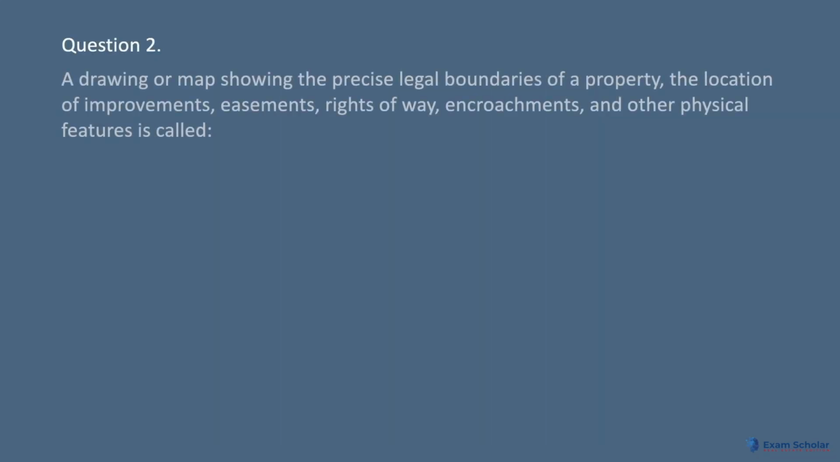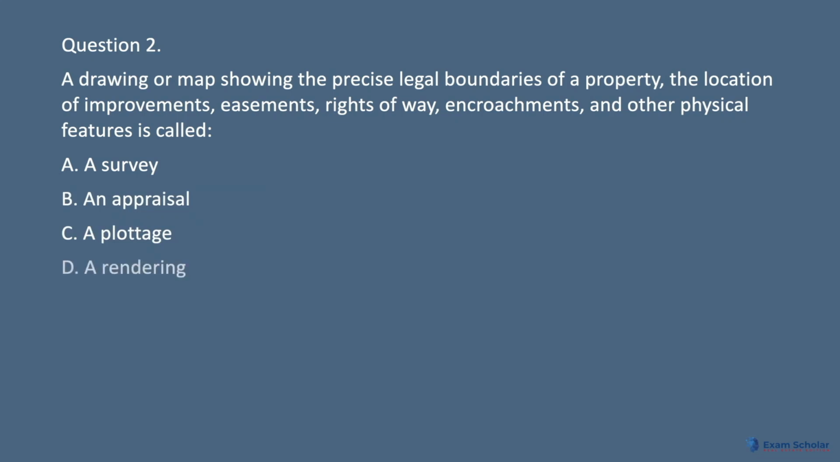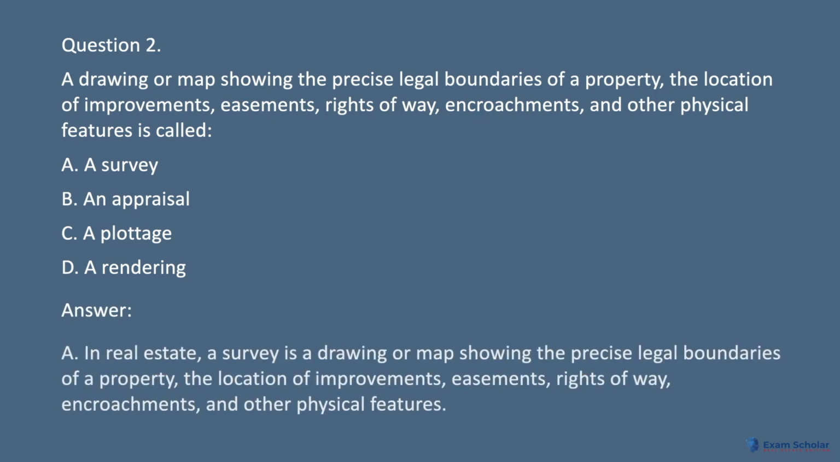Question 2. A drawing or map showing the precise legal boundaries of a property, the location of improvements, easements, rights-of-way, encroachments, and other physical features is called A. A survey, B. An appraisal, C. A plottage, D. A rendering. Answer: A. In real estate, a survey is a drawing or map showing the precise legal boundaries of a property, the location of improvements, easements, rights-of-way, encroachments, and other physical features.